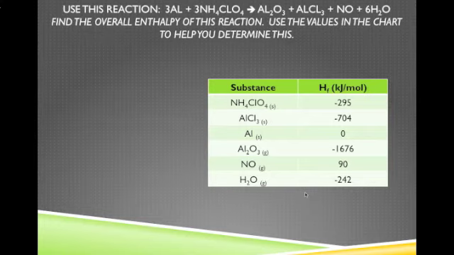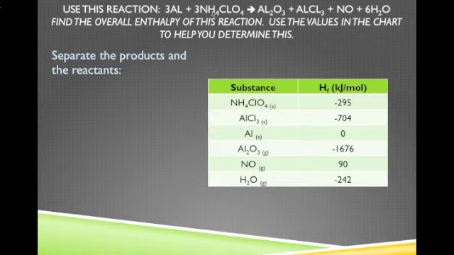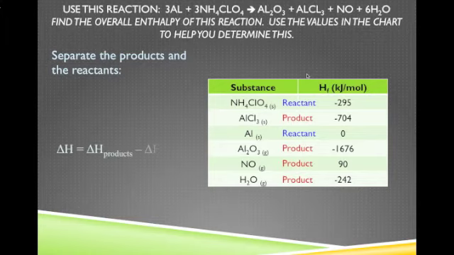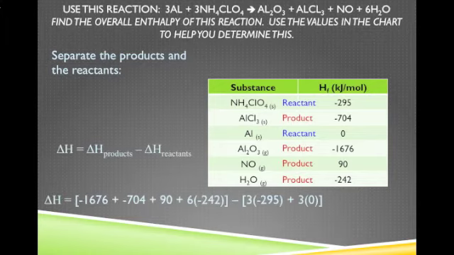So same thing. First, let's identify our products and reactants. Here are our two reactants, aluminum metal and ammonium perchlorate. Our products are going to be these four, so there they are. We're going to use this formula, and once again we're going to plug in these numbers. Pay attention to where they came from. Okay, this right here, my aluminum oxide. Okay, this is my aluminum chloride.